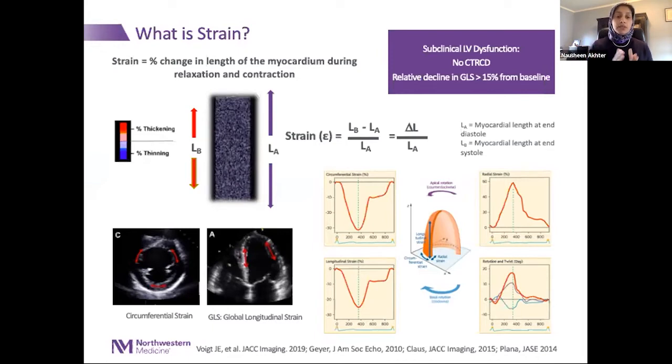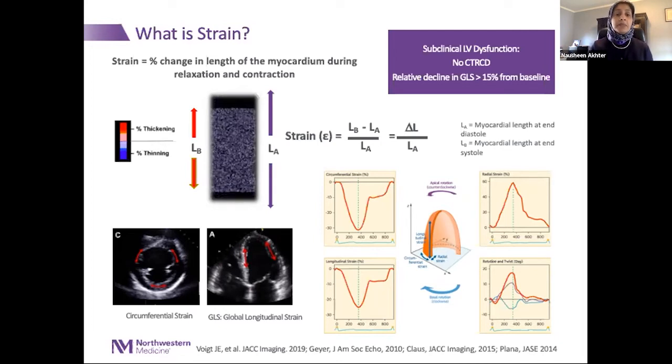Normal global longitudinal strain is reported as a negative percentage. As you can see here, a longitudinal strain curve. The green dotted line represents end systole, the peak end systole, and strain becomes more negative, or the two speckles come together more closely at end systole. And so the more negative is better than less negative. -20% ±2% is a normal range for strain.